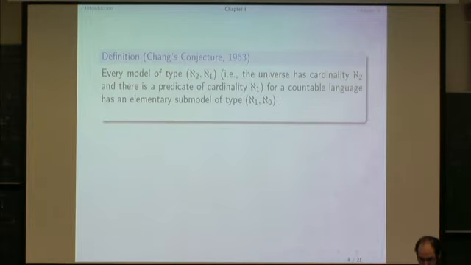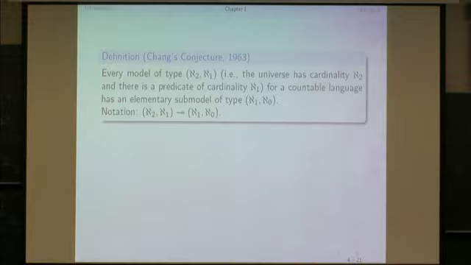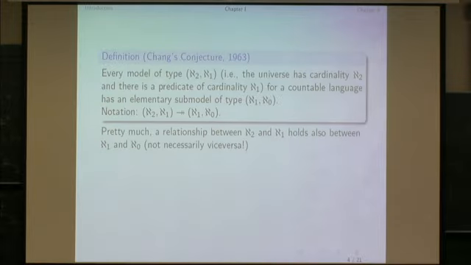Okay, so combinatorics, what do I mean by this? This is an example, Chang's conjecture, that I'm sure most of you know. Every model of type (Aleph2, Aleph1), that is, the universe has cardinality Aleph2 and there is a predicate of cardinality Aleph1, for a countable language, has an elementary submodel of type (Aleph1, Aleph0). Pretty much this says that if you have some relationship between Aleph2 and Aleph1, then this will also hold between Aleph1 and Aleph0.